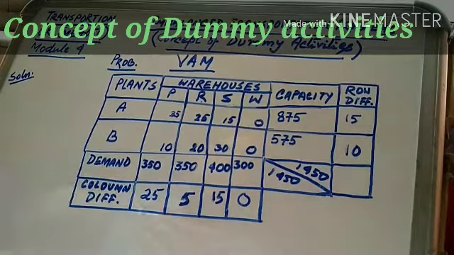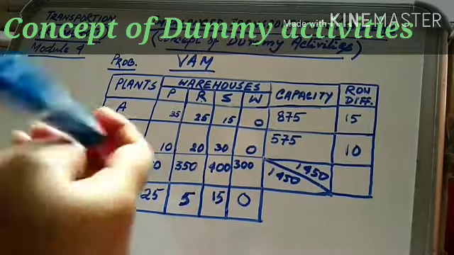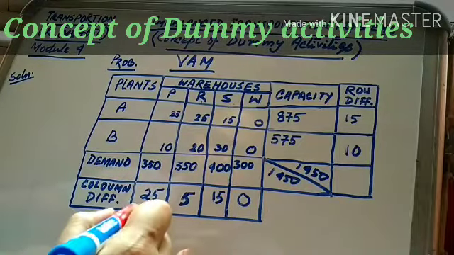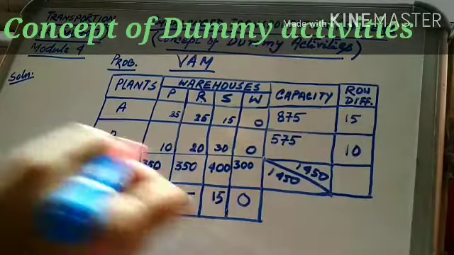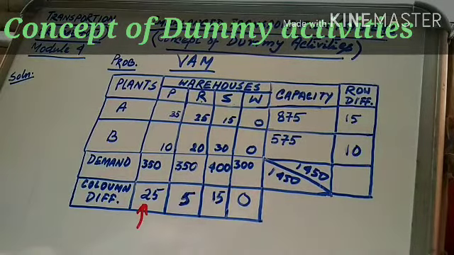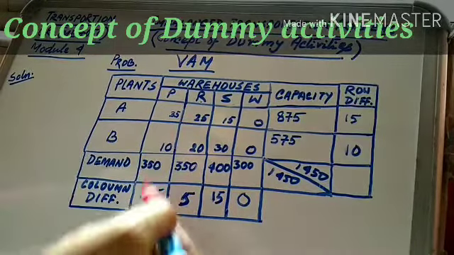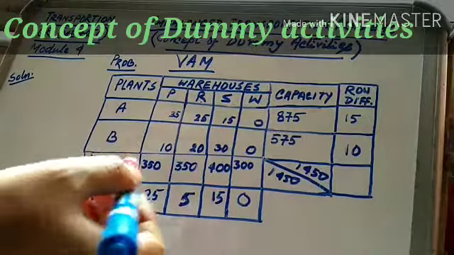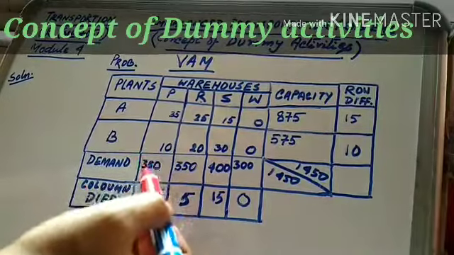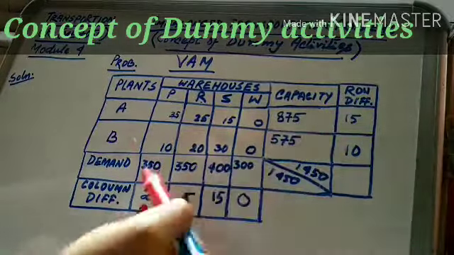So we will select this particular penalty, which is the maximum among all the values. Okay, so 25 is the selected penalty, the highest penalty. Now corresponding to this column, we have to assign demand and capacity accordingly.